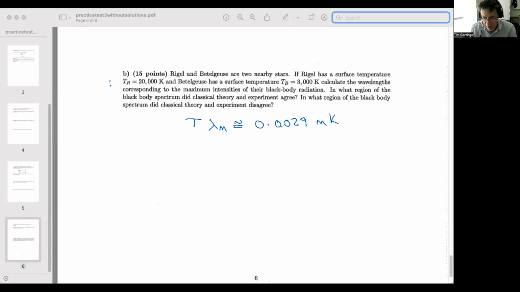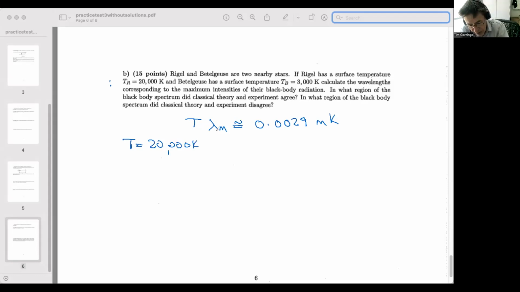Now, in this problem, we're asked to measure two stars. They're Rigel and Betelgeuse. One's a hot star, one's a relatively cold star. Rigel's 20,000 degrees Kelvin, very hot. Betelgeuse, by comparison, is a relatively cool star, 3,000 degrees Kelvin surface temperature. We've got to calculate the wavelengths corresponding to the maximum intensity for these two stars, the hot star and the cool star. So let's go ahead and do that. Let's start with Rigel. The temperature of Rigel is 20,000 degrees Kelvin.